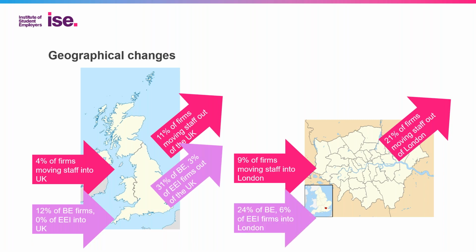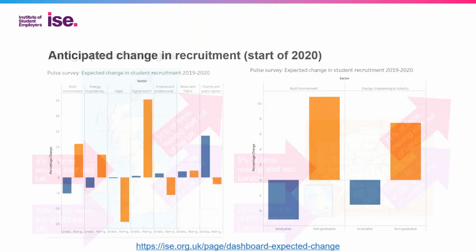When we look at London, we again see a similar pattern really here. So more moving out than moving in, but particularly with the EEI, much less likely to be sort of geographically mobile, that industry. It's probably to do with the amount of plant that kind of industry has.